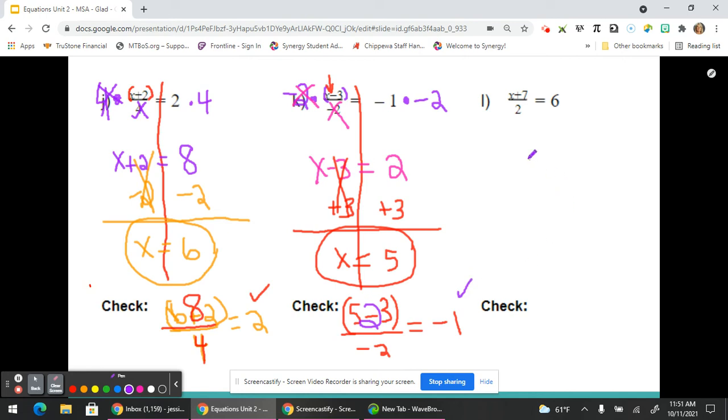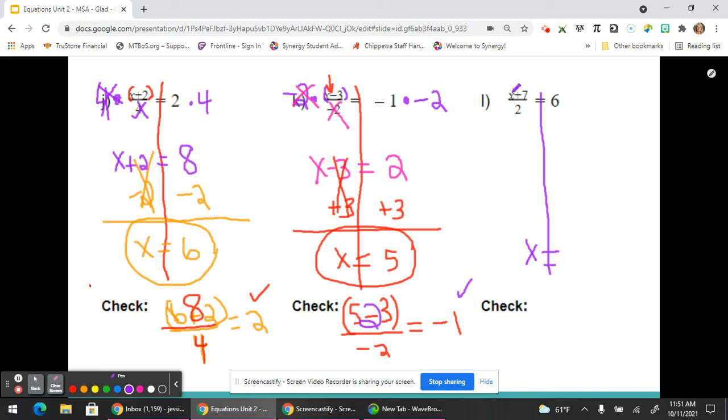Last practice problem for today. I've got x plus 7 in the numerator divided by 2. That is equal to 6. So my first step is to find my equal sign. I'm going to go ahead and put that in so everything is balancing right now. Our job is to use inverse operations to solve for x. So our goal is to get the x all by itself.